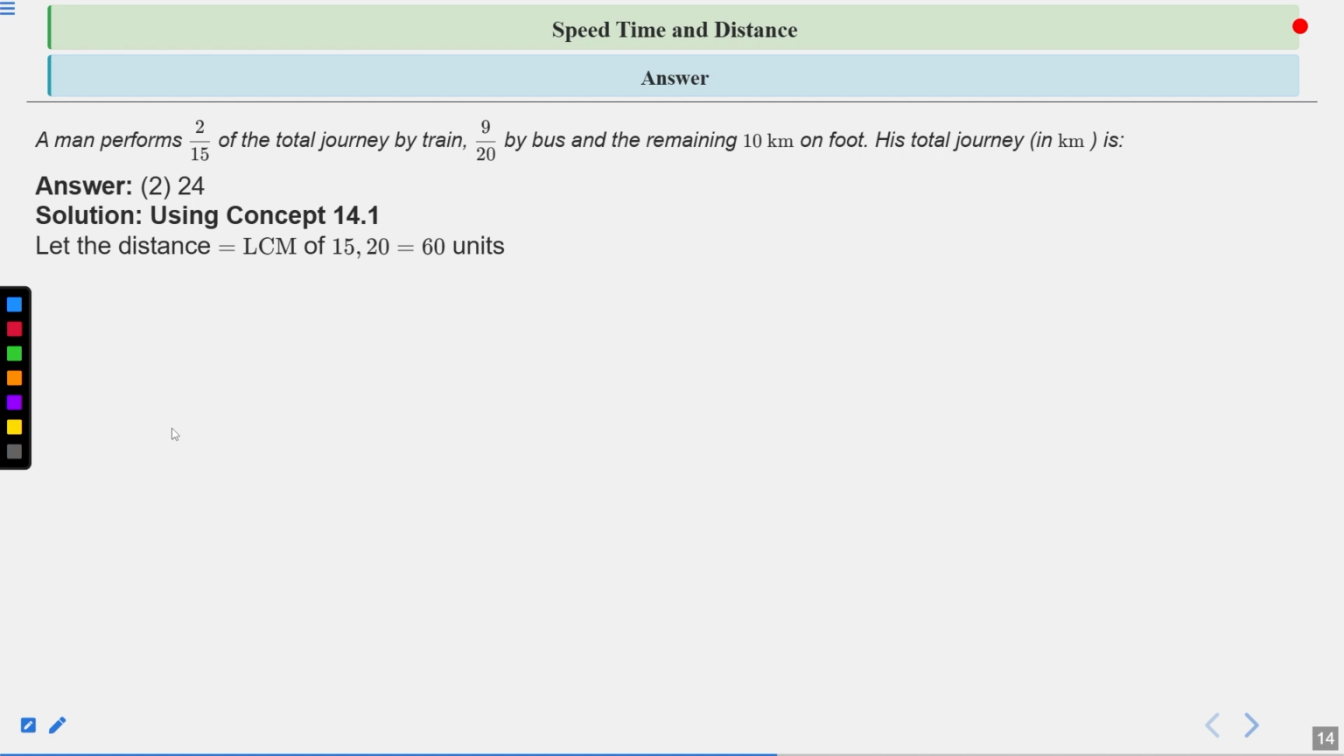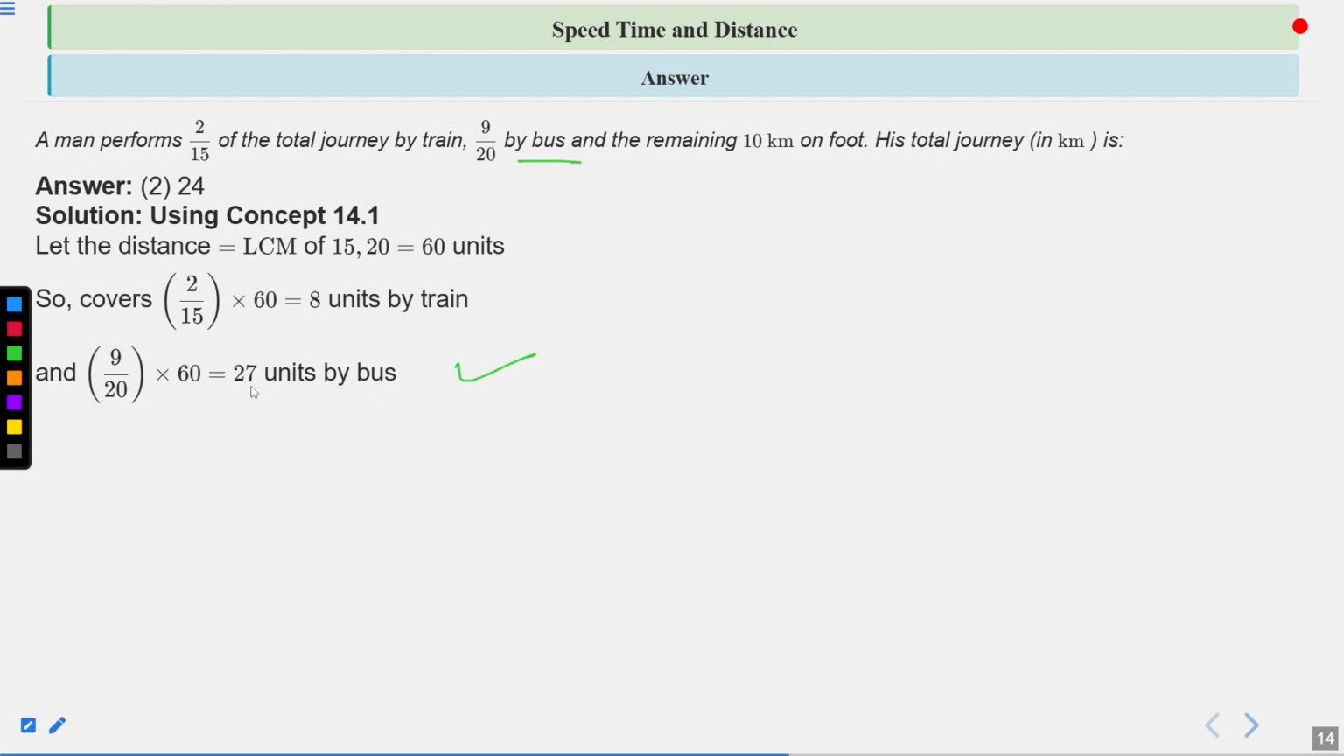Let the distance be equal to the LCM of 15 and 20. So we take it as 60 units. If the distance is 60 units, the man covers 2 by 15 of the total distance. So 2 by 15 of 60 will become 8 units by train, and 9 by 20 by bus. So 9 by 20 of 60 will become 27 units by bus, 8 units by train. So the remaining will become 25 units on foot.